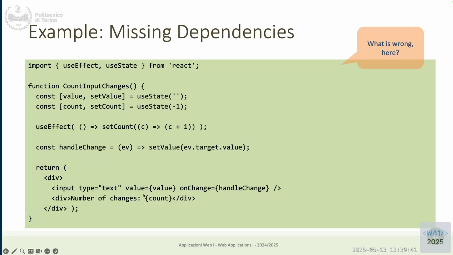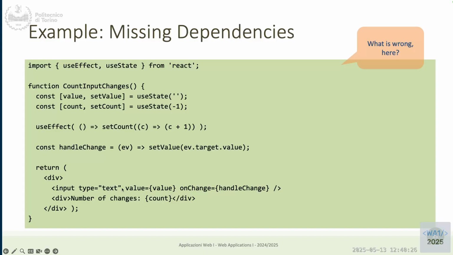We have some data, and we have a handleChange that will set the new value. It's an input with a controlled form, with value and onChange, setting the new value. And the counter counts the number of times the user changed something. In our idea, every time the user types something, it triggers a change, and this change increases the counter. Why? Because we don't have any dependency here, so it will be called at every update.